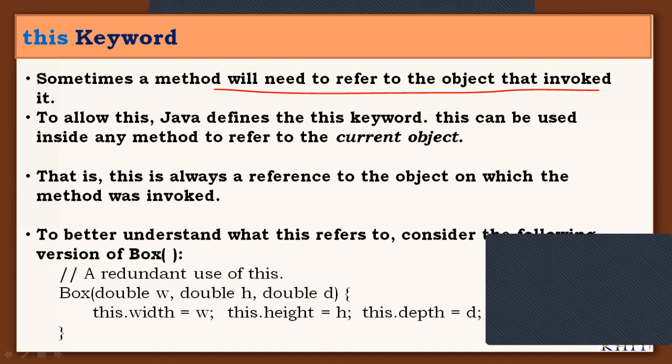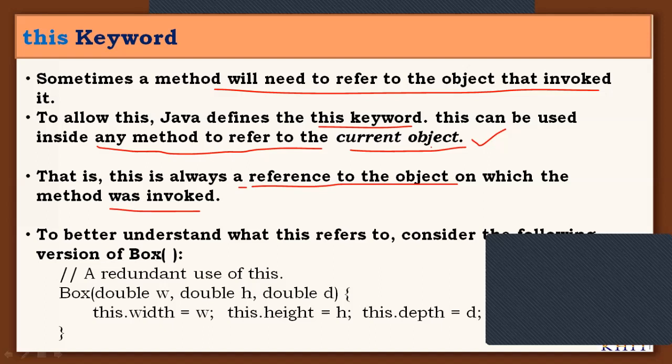Generally we invoke methods of a class by using an object and the dot operator. But Java defines the this keyword. It can be used inside any method to refer to the current object, the object that the method was invoked by. That is, this is always a reference to the object on which the method was invoked.